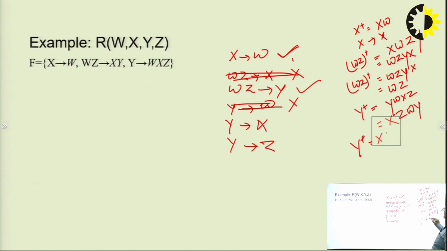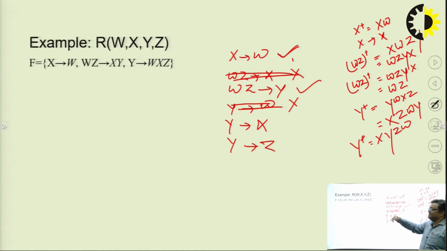We get X, Y, Z, and from X we can get W. If we remove it, we check whether we get the same closure or not. Here we get only Y, Z as it is removed, with no other means to find anything. So this is a required functional dependency.